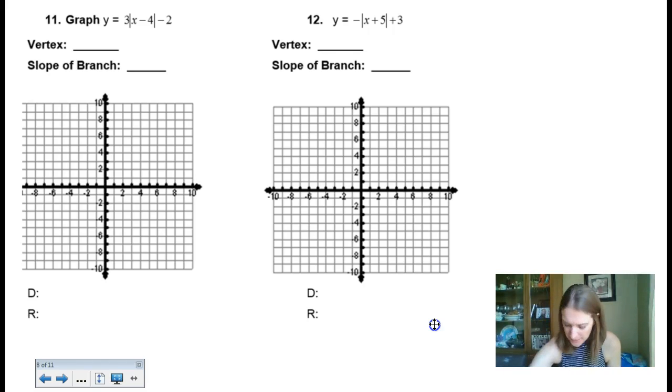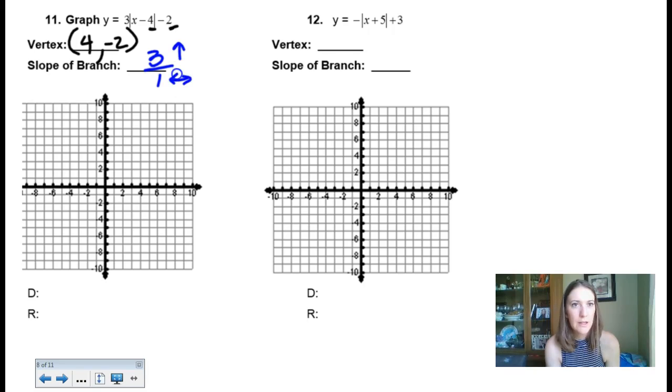All right, see how quick these go without the calculator? You really don't need it. The vertex for number 11. Remember, it's hk with a built-in negative in the h. So the vertex is at 4, but it is a negative 2. The slope of the branch is 3, so we're going to write that as 3 over 1, meaning we're going to go up 3 units and then right and left 1 unit. So vertex at 4, negative 2. Slope of up 1, 2, 3, right 1, and 1, 2, 3, left 1.